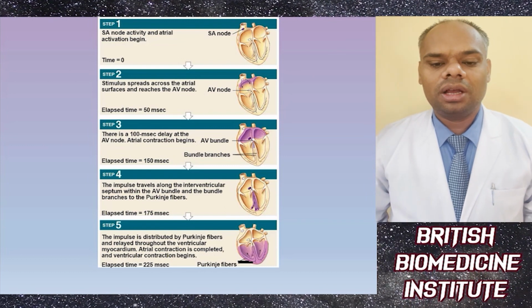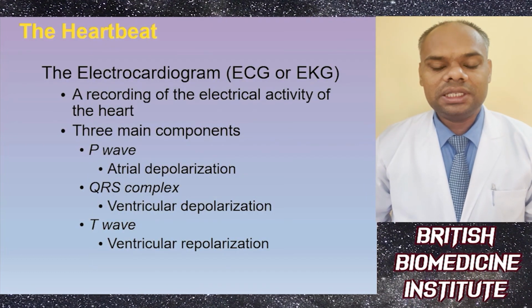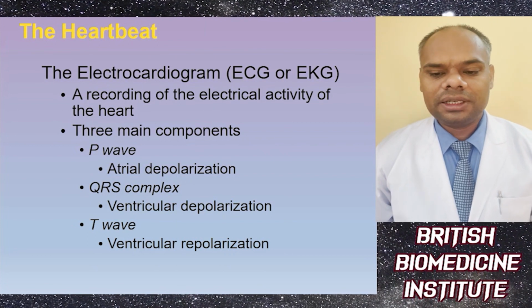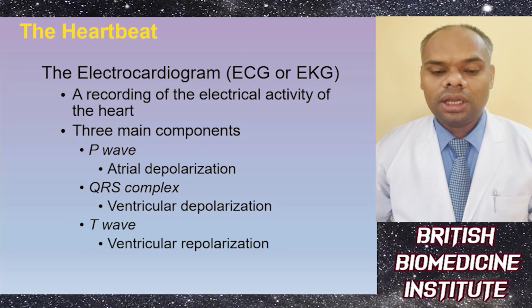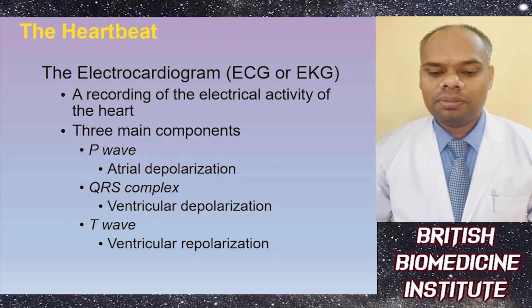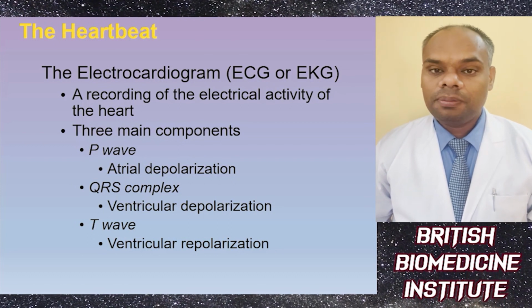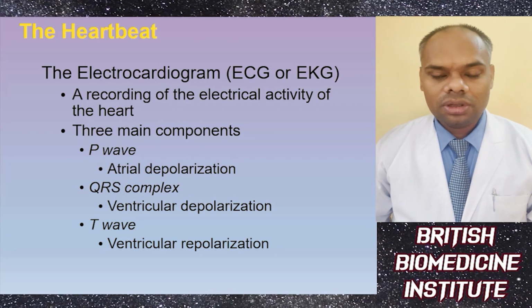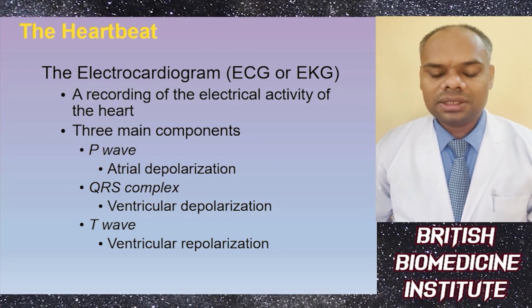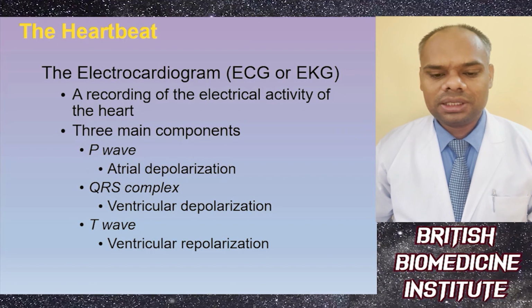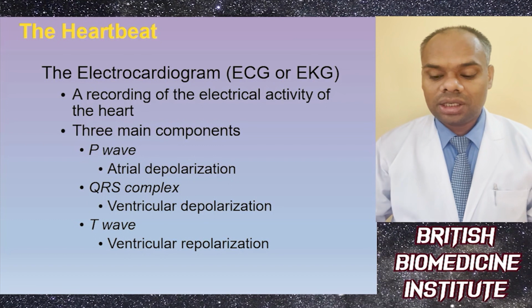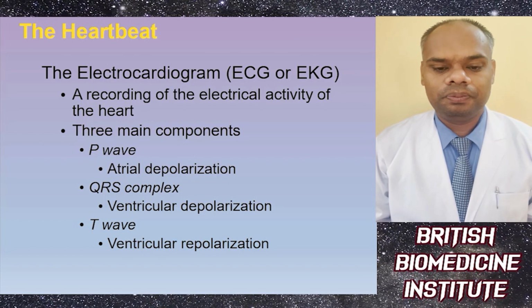So next comes the electrocardiogram, ECG or EKG. It is basically a recording of electrical activity of the heart. There are three main components: P, Q, R, S, T. P waves denote atrial depolarization. QRS complex denotes ventricular depolarization, and T waves denote ventricular repolarization.